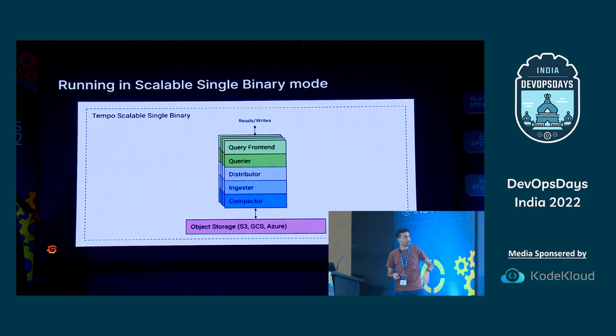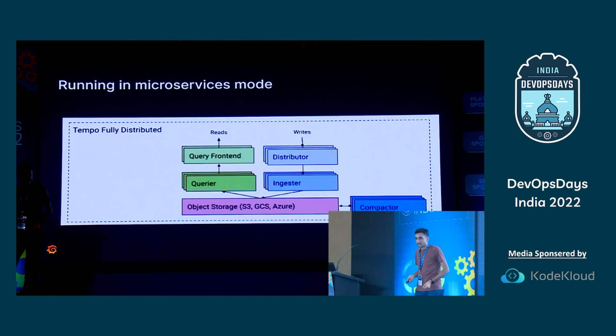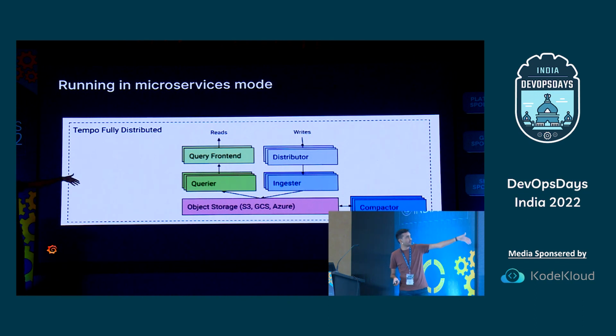Let's say you scaled beyond your single binary, or maybe you're a big organization and you actually want to run it in a distributed manner. You can run it in a fully distributed mode where each component is running as its own service. Query frontend and querier are your read path, and distributor and ingester are your write path. And they will need an object store, obviously.